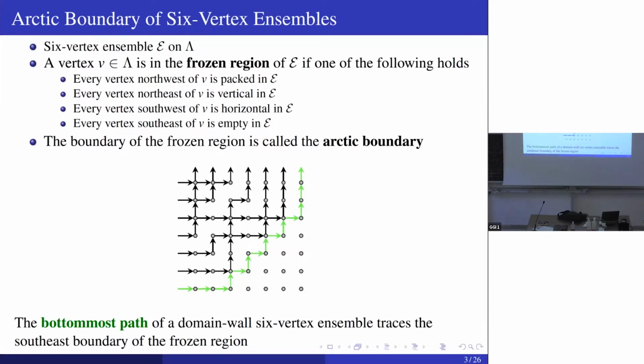Our goal is to be able to compute this Arctic boundary when the mesh size or the size of the domain gets fairly big. As a quick example, you can convince yourself that the bottommost path of a domain wall 6-vertex model, this green one I've shown over here, traces the southeast boundary of the frozen region. Of course, every vertex southeast of any vertex on this path is going to be empty.